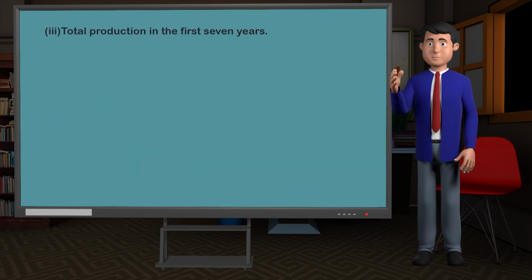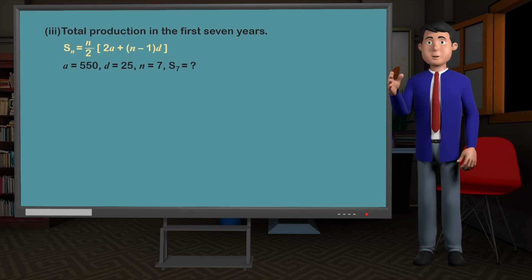Third one, total production in the first 7 years. We know that Sn is equal to n by 2 into 2a plus n minus 1 into d. Given a is equal to 550, d is equal to 25, n is equal to 7. S7 is equal to how much? Substituting these values in the above formula, S7 is equal to 7 by 2 into 2 into 550 plus 7 minus 1 into 25.